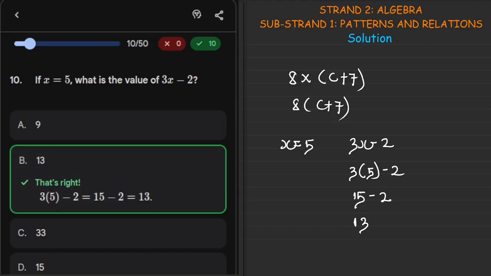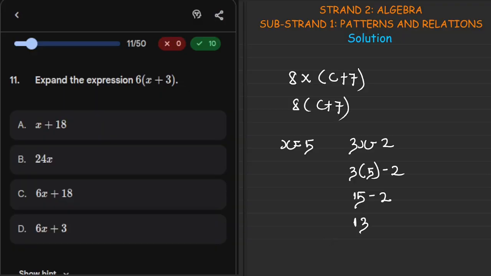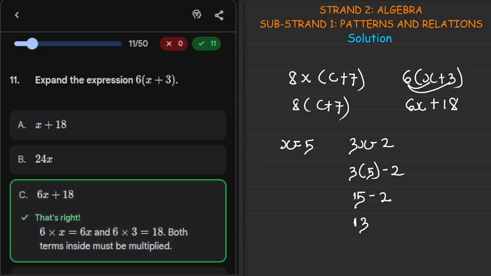Question number 11. It says we have to expand the expression 6 into bracket x plus 3. This wants us to apply our distributive property. So 6 times x and then 6 times 3. 6 times x gives us a 6x. And 6 times 3 on the other hand gives us an 18. So we have 6x plus 18, which is the C.